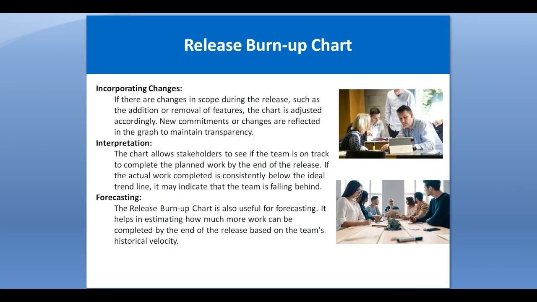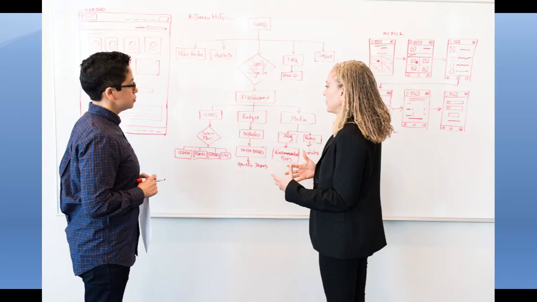Forecasting means that the release burn up chart is also useful for forecasting. It helps in estimating how much more work can be completed by the end of the release based on the team's historical velocity as well. Again, velocity means the story points on average completed by the Scrum development team.